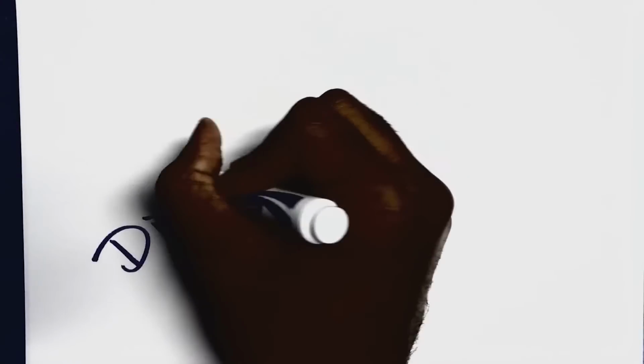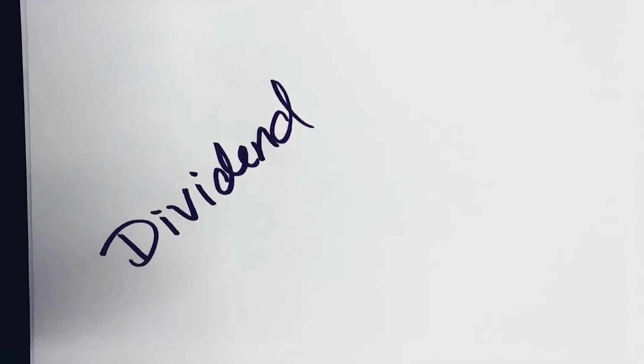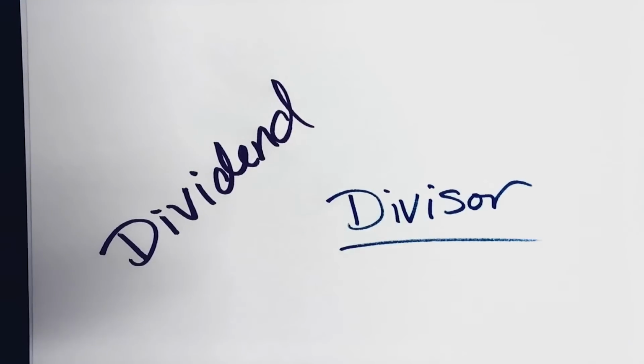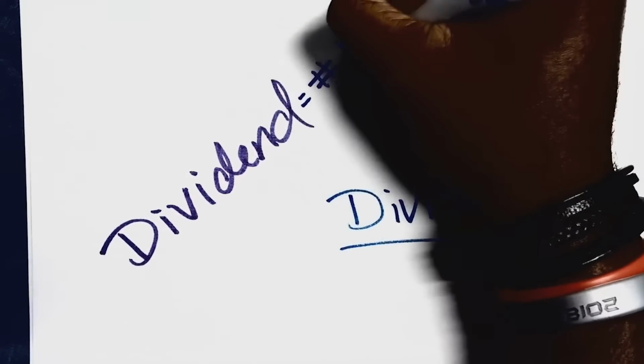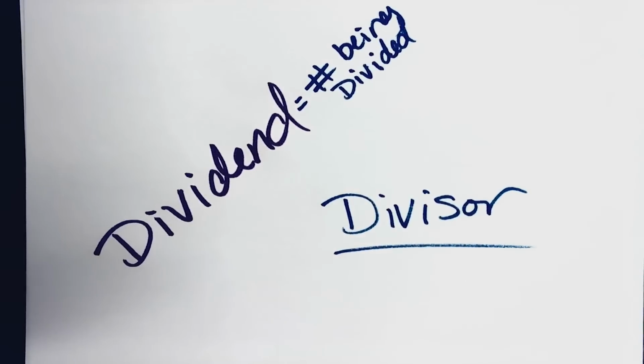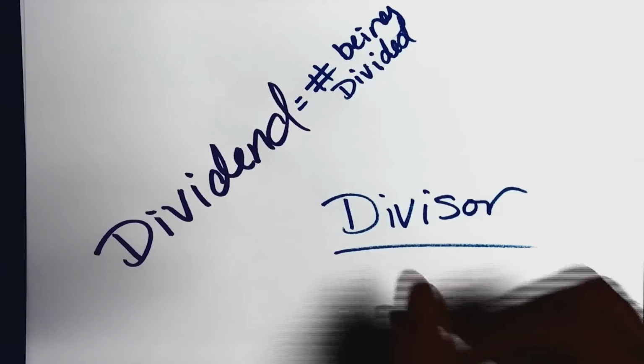Again, we will use the term dividend and the term divisor throughout the lesson to refer to the division expression. Remember, the dividend is the number being divided. So our dividend is our number being divided. So what is our divisor? Correct. It's the official name of the number that is being divided into another number.